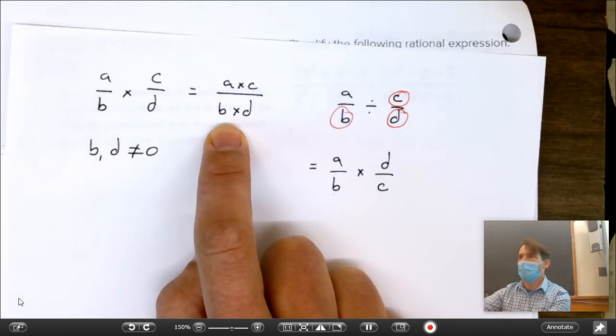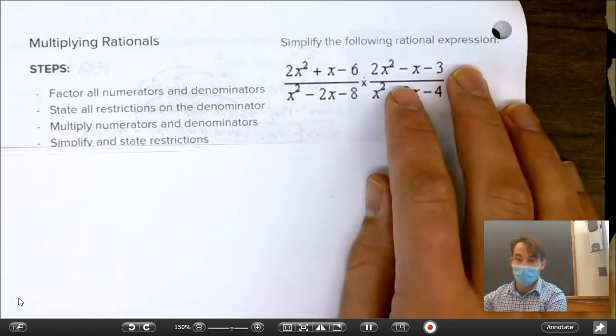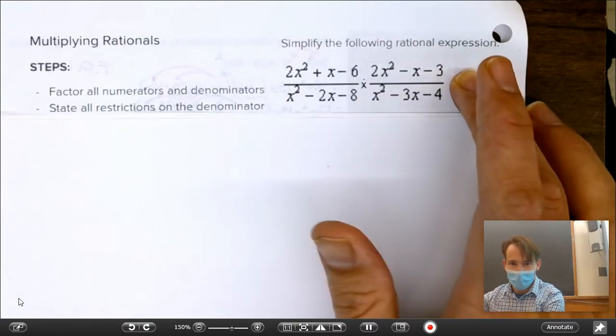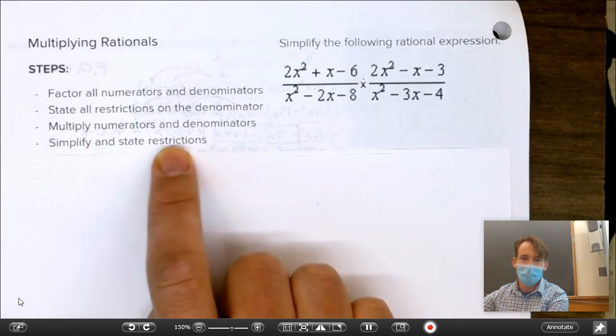I remember that the denominator is on the bottom because I think of demons down underneath our feet. I actually don't spend a lot of time thinking about that. Let's move on.